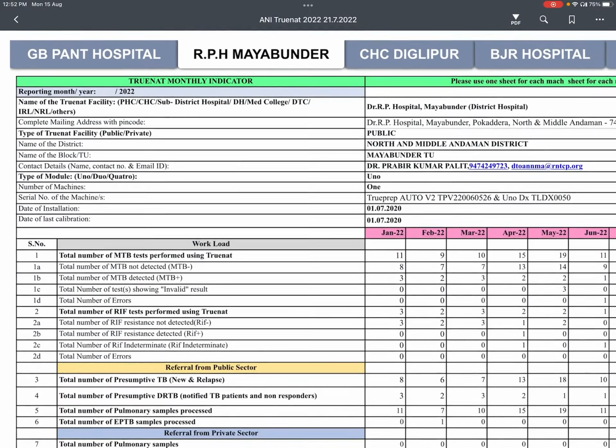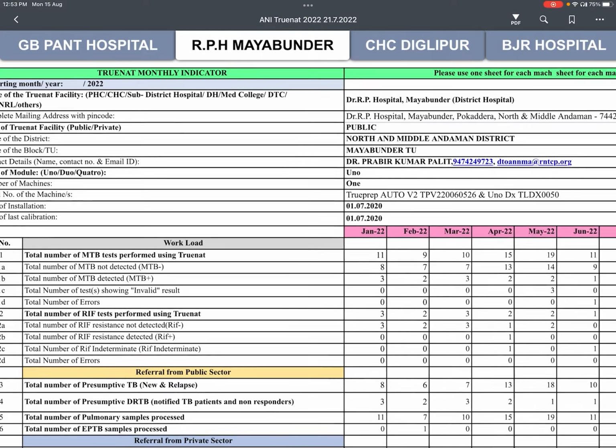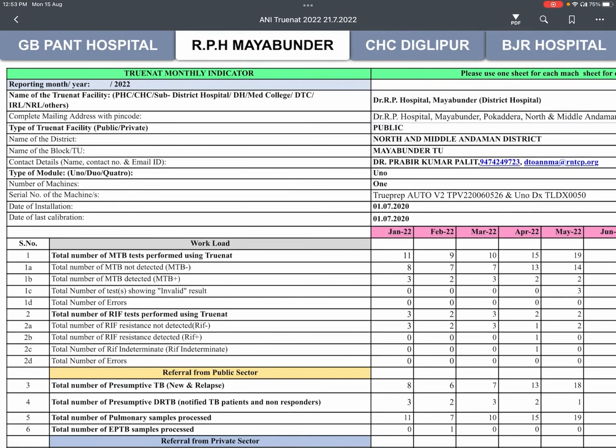So the first one is the name of the TrueNat facility. Where is it? Is it a primary health center, CHC, or a district hospital? So here we have Dr. RP's Hospital, Mayabandar District Hospital. Then the complete mailing address with PIN code has to be written. And is the site private or public? So public. And then the other details: district, block, contact details with email ID, usually of the concerned medical officer.